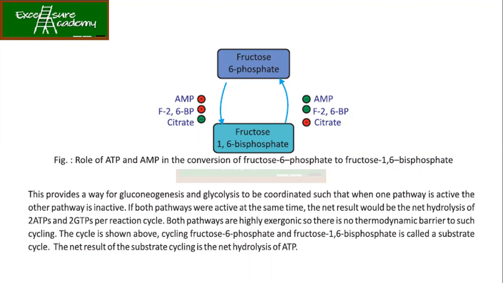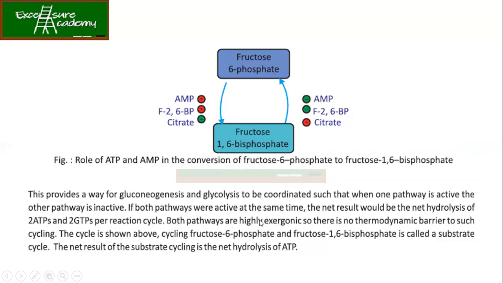If both are active, what will be the net result? That will be a loss. So if both pathways were active at the same time, the net result would be the net hydrolysis of 2 ATPs and 2 GTPs per reaction cycle. So we saw that if I do both glycolysis and gluconeogenesis, at the end I am using extra 2 ATPs and 2 GTPs per reaction cycle. So I am in the loss only.